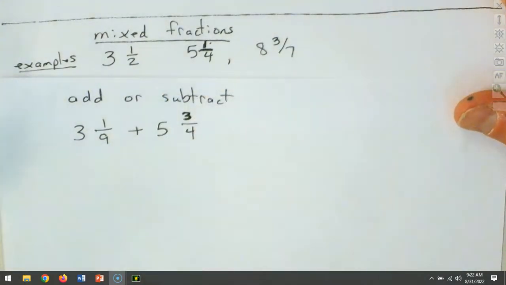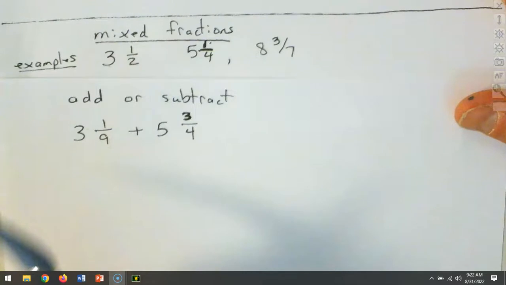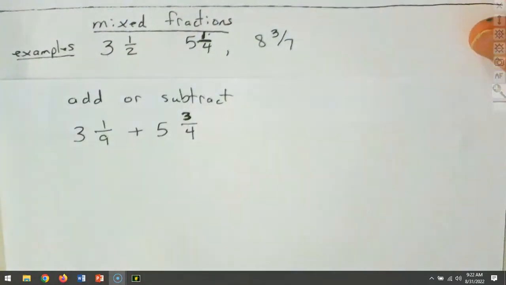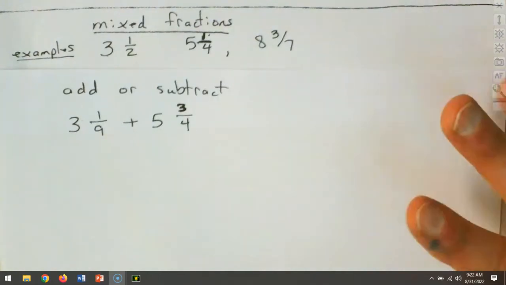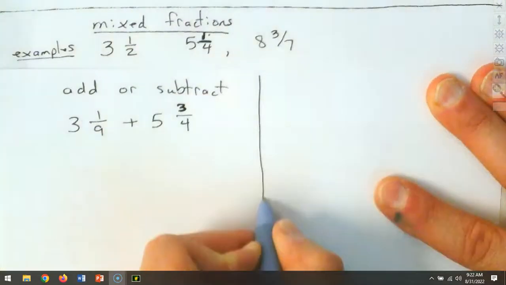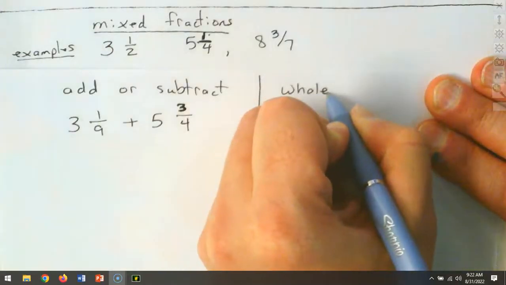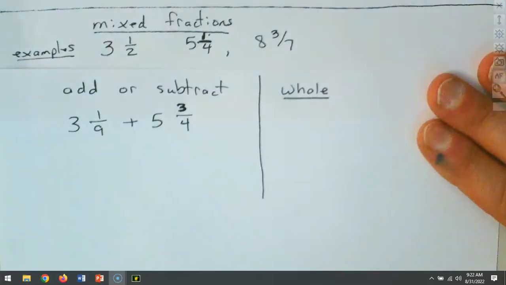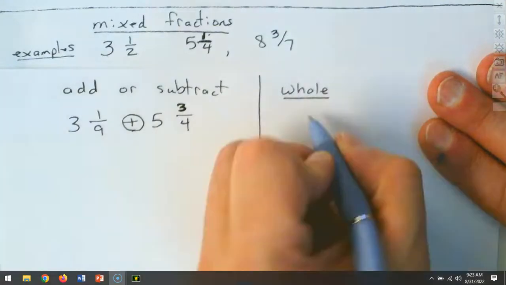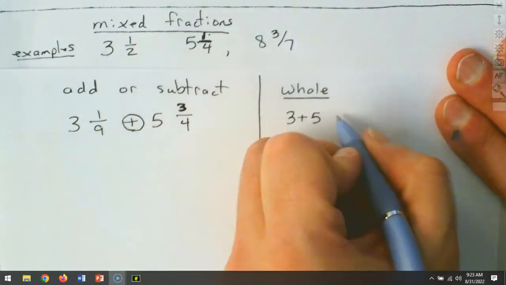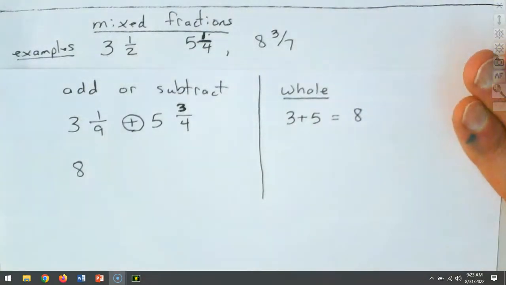And when I say mixed fraction, that means you have a whole number in front and a fractional part behind it. We don't use mixed fractions very often, but sometimes with applications we may encounter them. So when we want to add or subtract these, we break them up into the whole part and the fractional part. For the whole parts, the sign stays the same, and what's in between them is a positive number. So that's going to be 3 plus 5, and that comes out to be 8. So the whole part is going to be an 8.